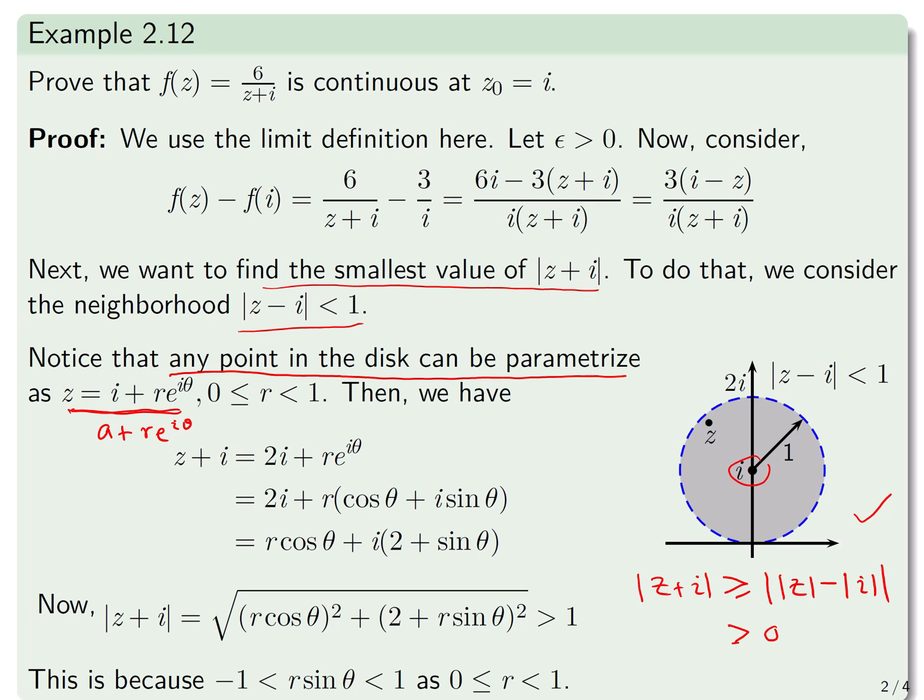So that means r has to range from 0 to 1. 1 is not included because the boundary is not included. You can see all of these points are really important in the proof. You will see what happened. So r is ranging from 0 to 1.